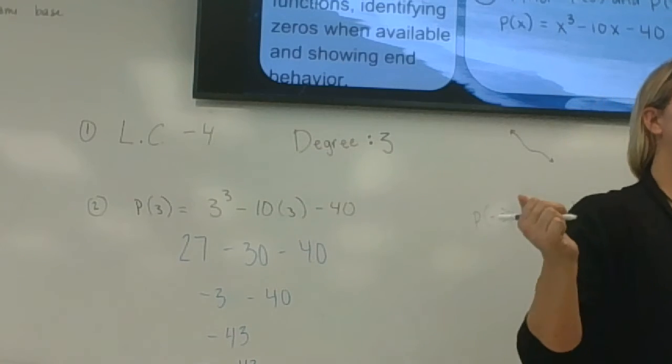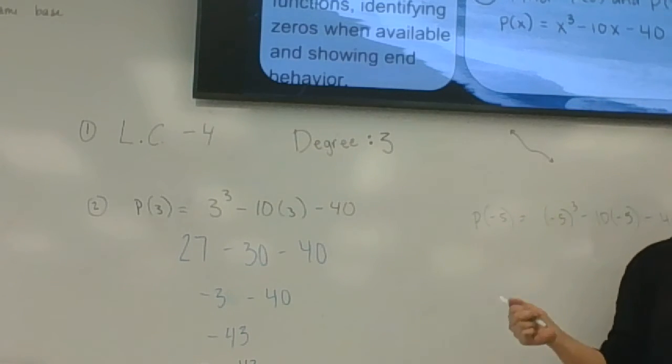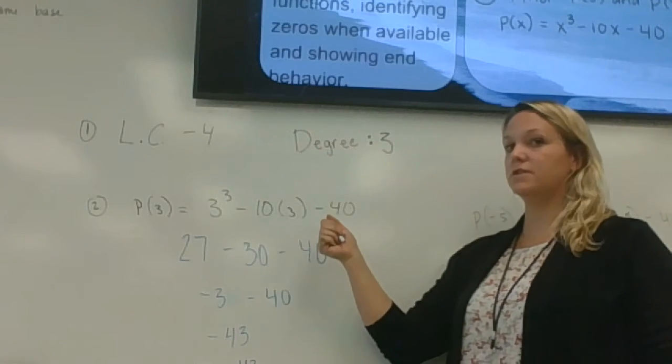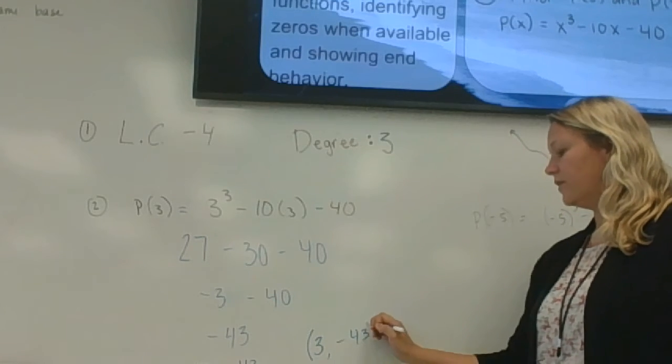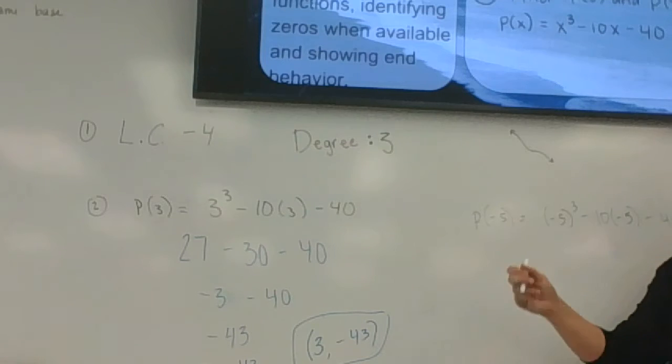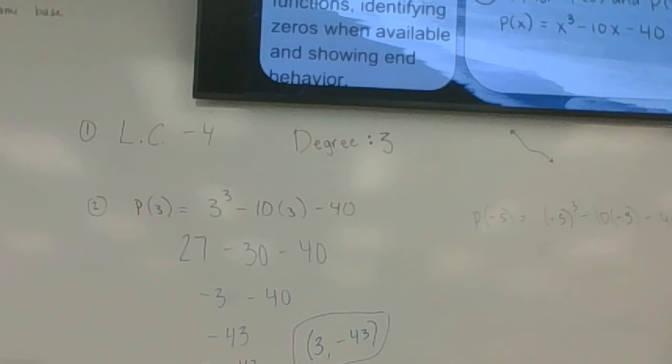The reason this is coming up here, we're talking about graphs, is that this is actually an ordered pair on the graph of this function. I have a point where x is 3 and y is negative 43. So that's going to help me create a graph, plugging in numbers and getting y values out. Negative 125 plus 50 minus 40. Negative 115. So I have another ordered pair on this graph at negative 5, negative 115. Questions on those two?